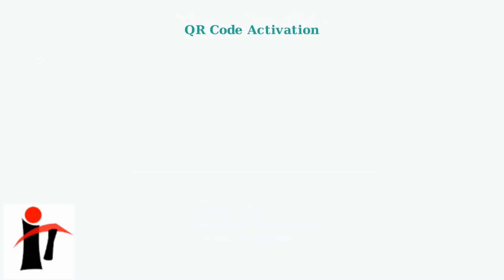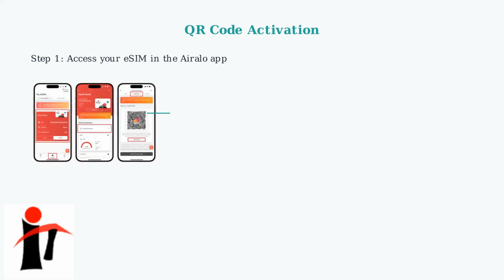There are two main ways to activate your Airalo eSIM. Let's start with the QR code method, which is the most common and straightforward approach. First, open the Airalo app and navigate to the My eSIMs section. Here, you'll find your purchased eSIM package with all the installation details.